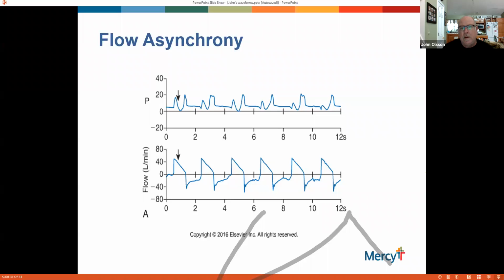All right. Sometimes to fix this, you might go to pressure control, where pressure control ventilation, any kind of pressure breath, lets them have the amount of flow they want. They control the flow. So that's a good thing for that patient. The more control I can give my awake patient, the better off I'm going to be.